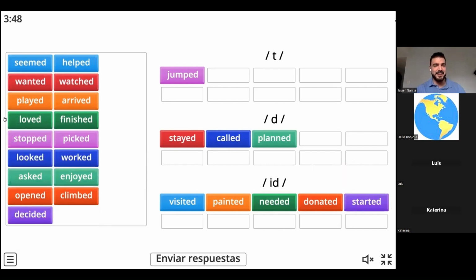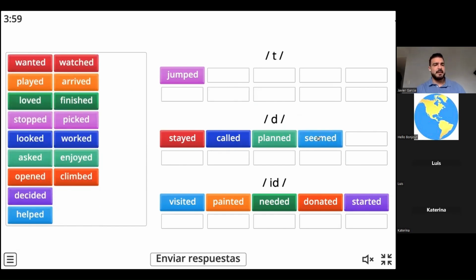Good. Okay. Now here, seemed, right? Seemed. It has an M. Where do I put it? In the D, right? Seemed. Okay, now here another one with the end of T, right? Wanted. Wanted. Where do I put it? ID, right? Wanted. That's right. Very good.